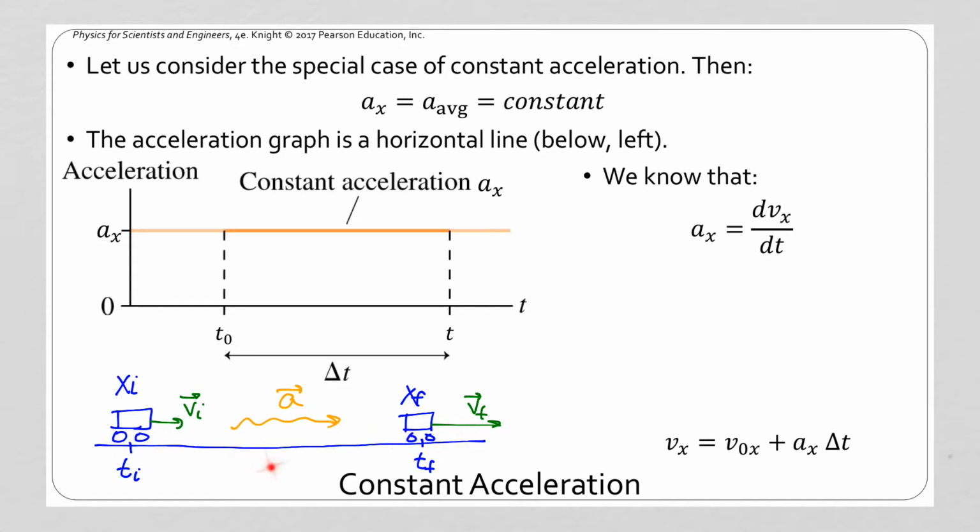We have some interval here, and the key part is that we have constant acceleration over that interval. So we start at a place in time, we end at a place in time, we start with some velocity, we end with some other velocity, and the thing that connects these two ends of this interval is that the acceleration is constant throughout that whole interval. A constant acceleration means that we'd have a horizontal acceleration function. And we know that our acceleration is defined as the rate of change of the velocity, our derivative of the velocity.